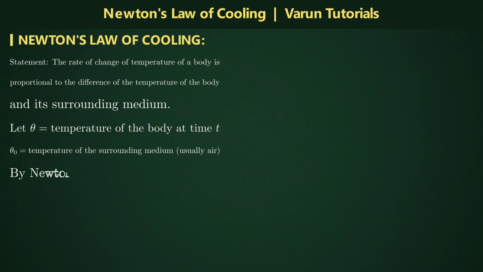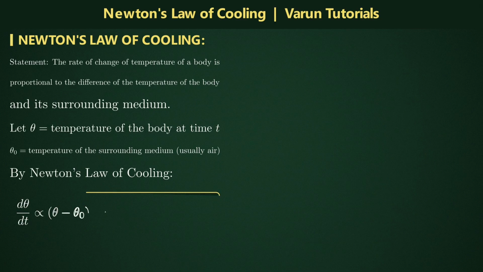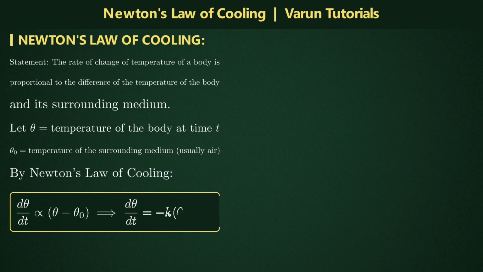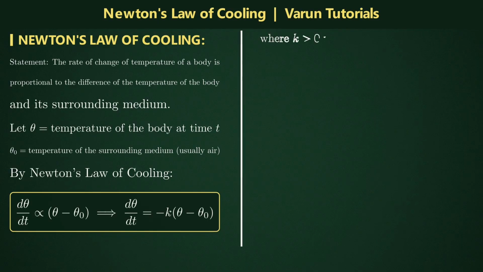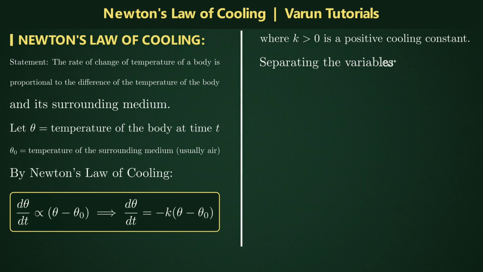According to Newton's law of cooling, we can write the relation mathematically. d theta by dt is proportional to theta minus theta 0. Introducing a negative cooling constant, we get d theta by dt equals minus k times the quantity theta minus theta 0. Here, k is a positive constant, and the negative sign indicates that the body is cooling down, meaning its temperature decreases over time. To solve this differential equation, we separate the variables.